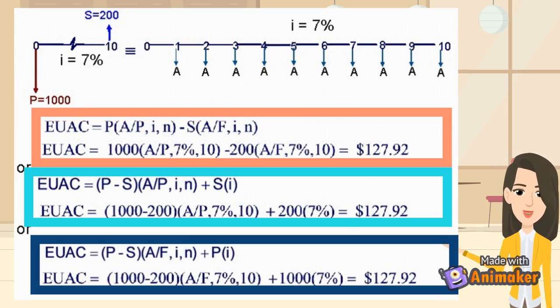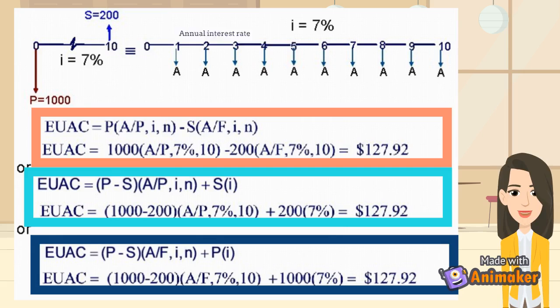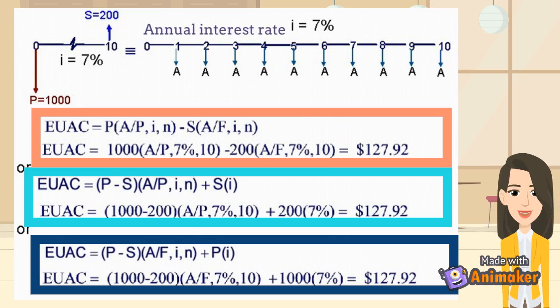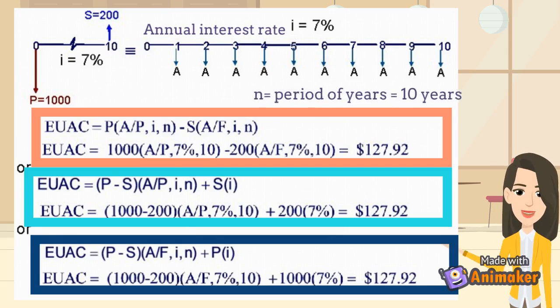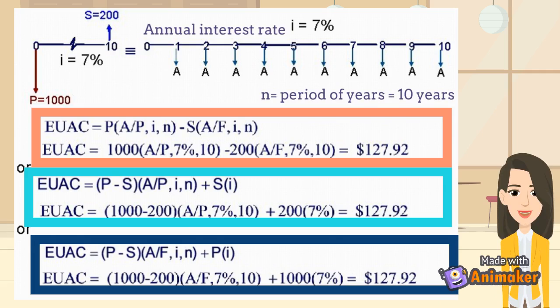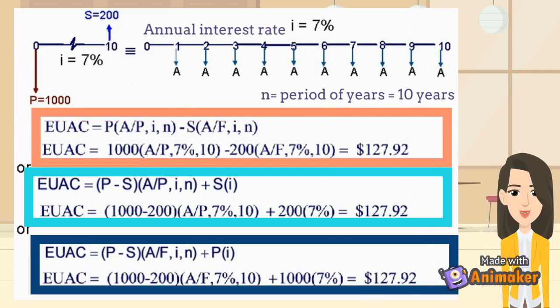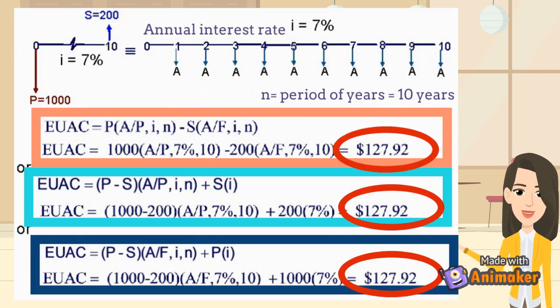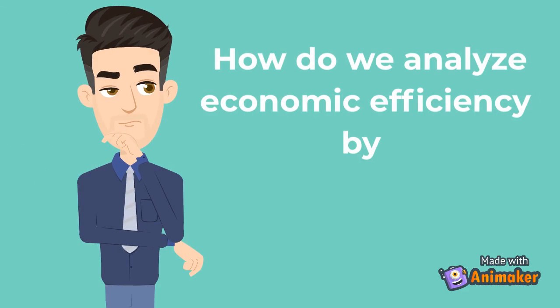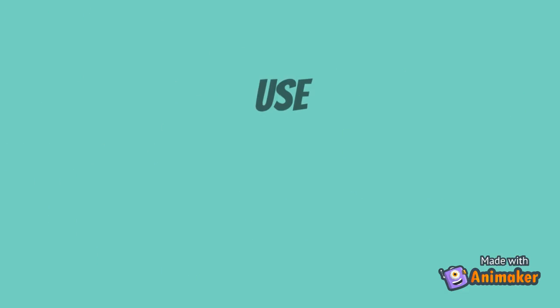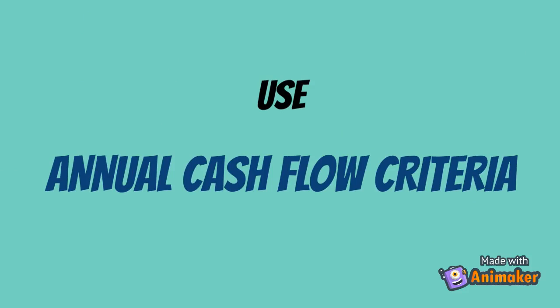The i in these three equations is the annual interest rate, 7%, and the n is the period in years. And one more thing, after finishing calculating the annual cost, we can see that all three calculations give the same result. So, how do we analyze economic efficiency by comparing alternatives? The answer is by using the annual cash flow criteria.